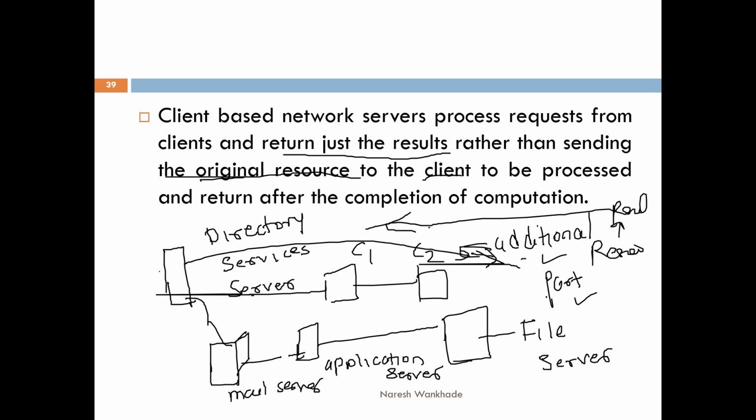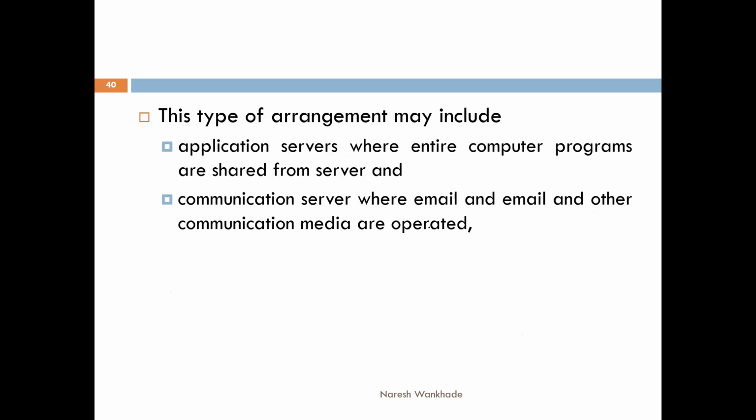Here in this client-based network, there is distribution of security. Each client has its own security. This type of arrangement may include application servers where entire computer programs are shared from the server, and another arrangement is a communication server where email and other communication media are operated. These are two different types of arrangements associated with the client-based network.